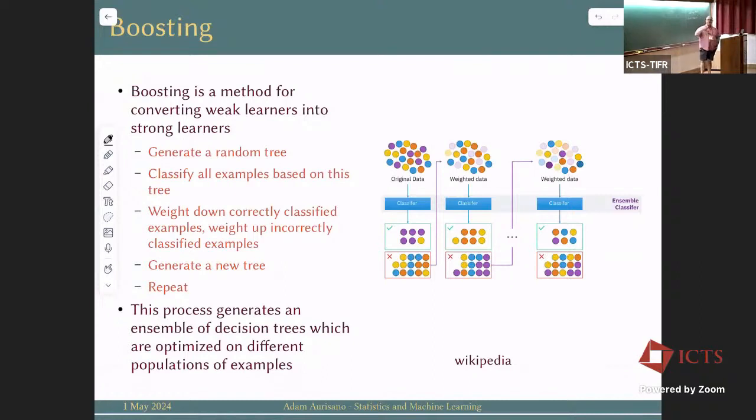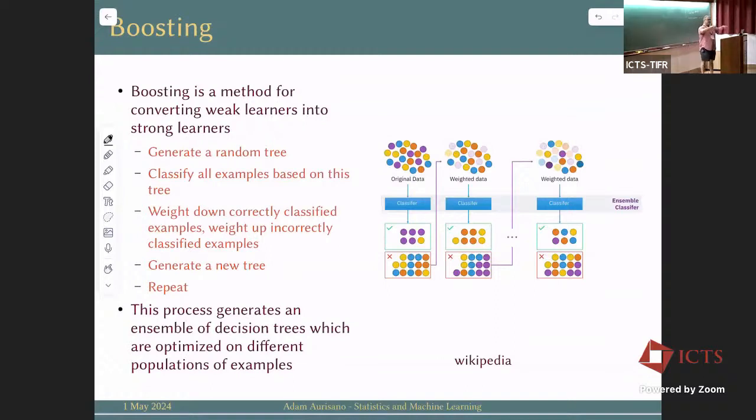So the idea is you generate a random tree. You basically use your algorithm to generate a decision tree. And then you classify all of your training data with that decision tree. And what you say is, anything that it classified correctly, it's doing a good job on, you don't need to do anything else with. But the stuff that it failed at is doing a bad job. So you assign a weight to every event, where you downweight events that are classified correctly, upweight events that are classified incorrectly. Then you generate a new random tree based on that new weighted data, right? Where the information gain is now modified based on those weights.